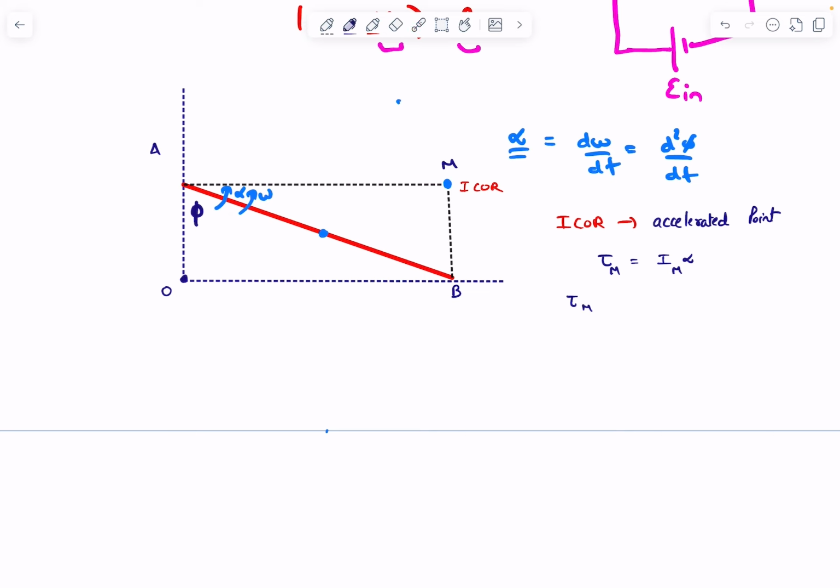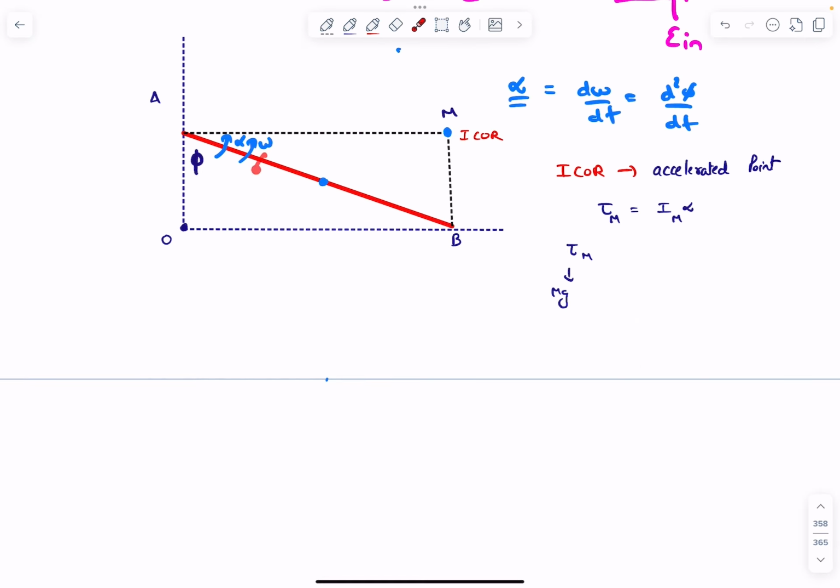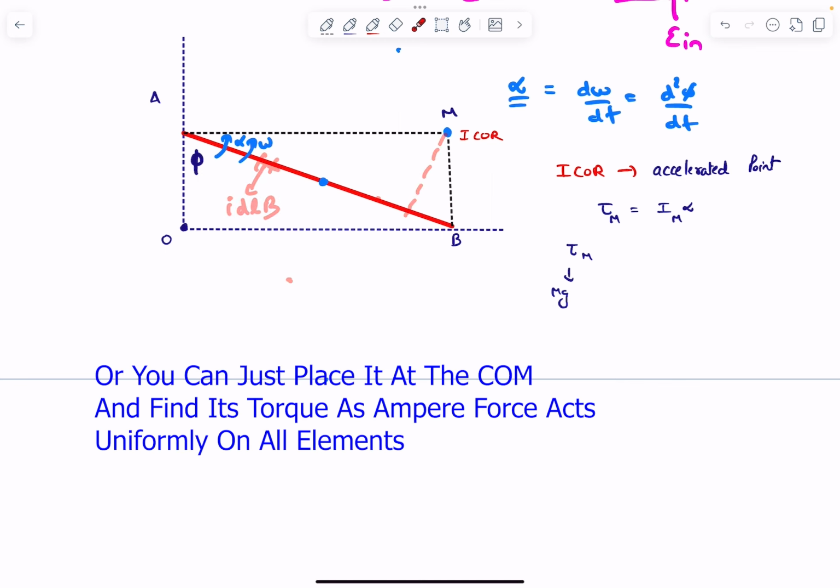Tau M includes the torque of gravity, by the way. In this question, the torque of N and N2 will be 0 about the ICOR. So the only external forces are the torque of mg and the torque of the Ampere force, right? So you'll have to find the torque of the Ampere force as well. For a dl element, the force was I dl into B, if you guys remember. You'll have to multiply it with this distance and do some calculations.